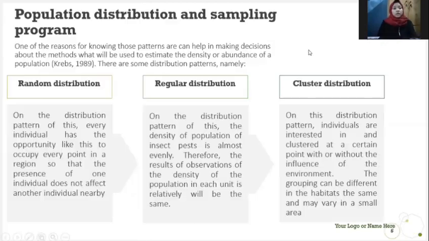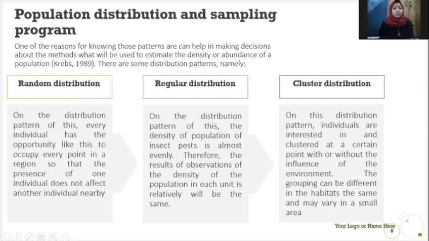Next, population distribution and sampling program. One of the reasons for knowing those patterns is that it can help in making decisions about the methods that will be used to estimate the density or abundance of a population. There are some distribution patterns, namely, first, random distribution. In this distribution pattern, every individual has an equal opportunity to occupy every point in a region, so the presence of one individual doesn't affect another individual nearby.